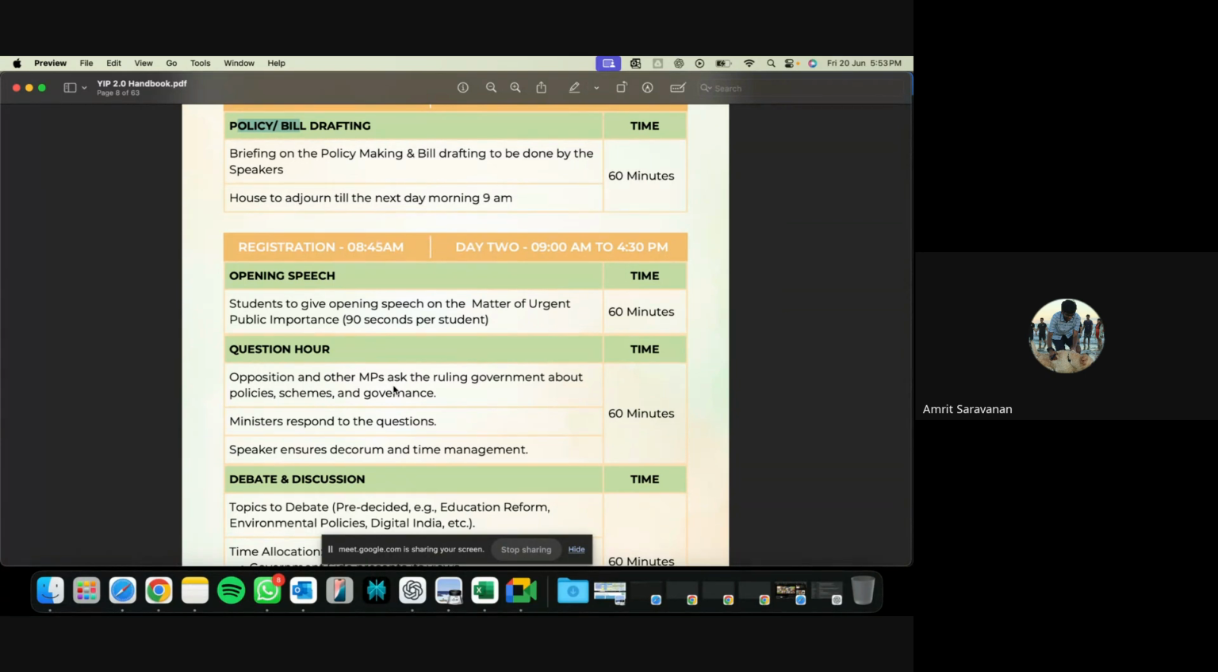Since we've finished what happens on day one, are there any questions regarding day one? I can address those and then go to day two, just for clarity. Sir, I have a doubt. There are so many topics. Which topic should we specifically research? For the whole debate, for the parliament as a whole? I'll tell you what relevant topics to discuss when I talk about the question hour and debate and discussion.